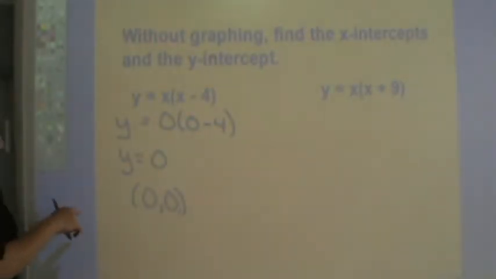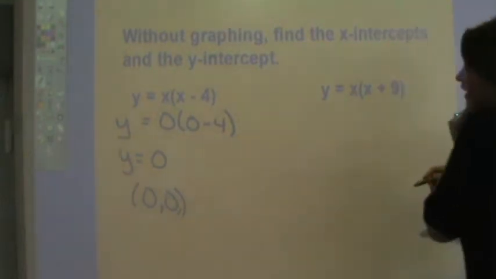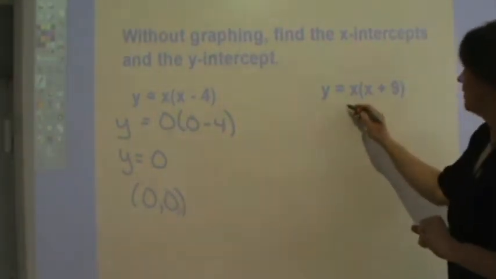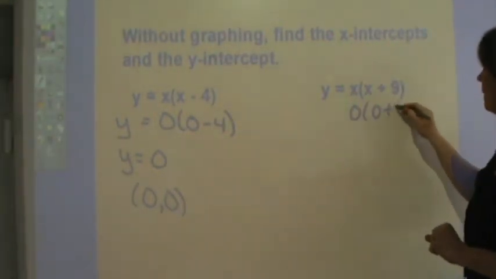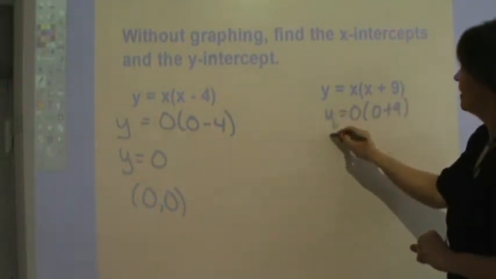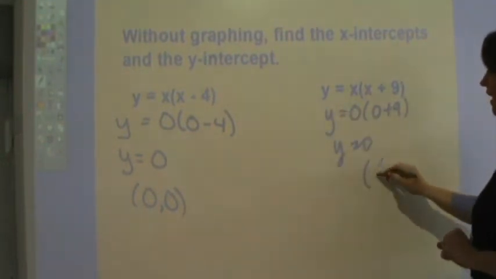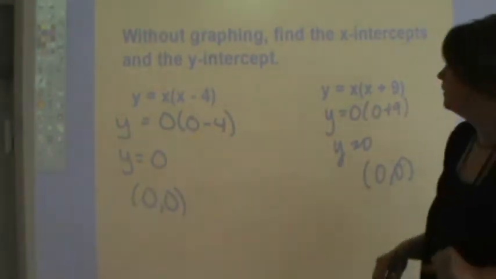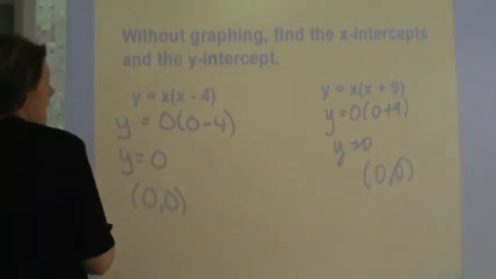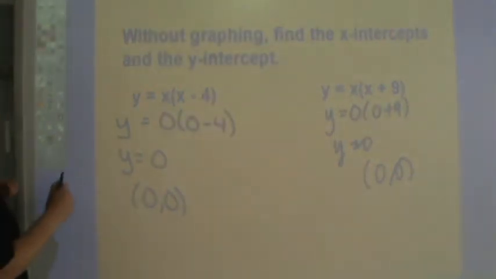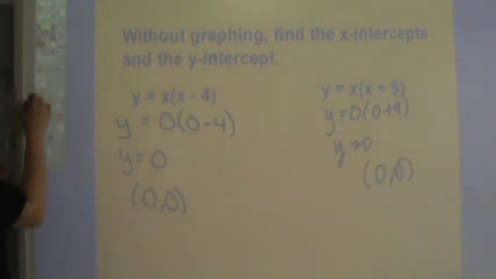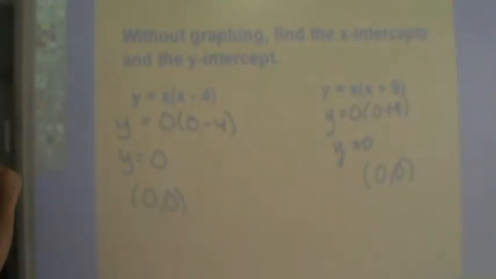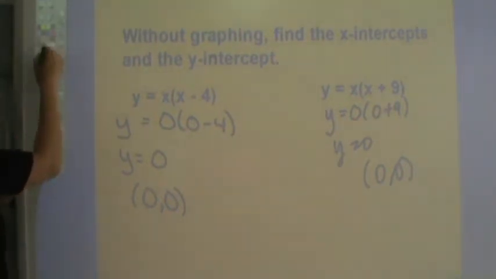All right? Same thing on this one. If x is 0, then y would also be 0. So that means this one is going through the origin. Okay? And then we need to find the x-intercept. Okay? So that's going to be where the y is 0.